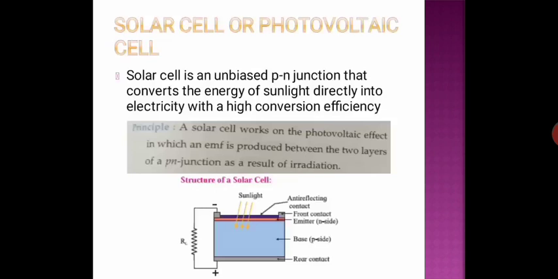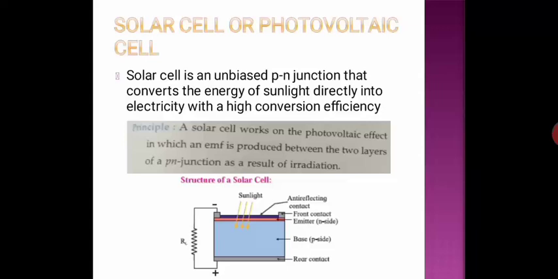Now we have to study the solar cell or photovoltaic cell. Solar cell is an unbiased PN junction that converts the energy of sunlight directly into electricity with high conversion efficiency. It works on the photovoltaic effect, in which an EMF is produced between the two layers of PN junction as a result of irradiation.